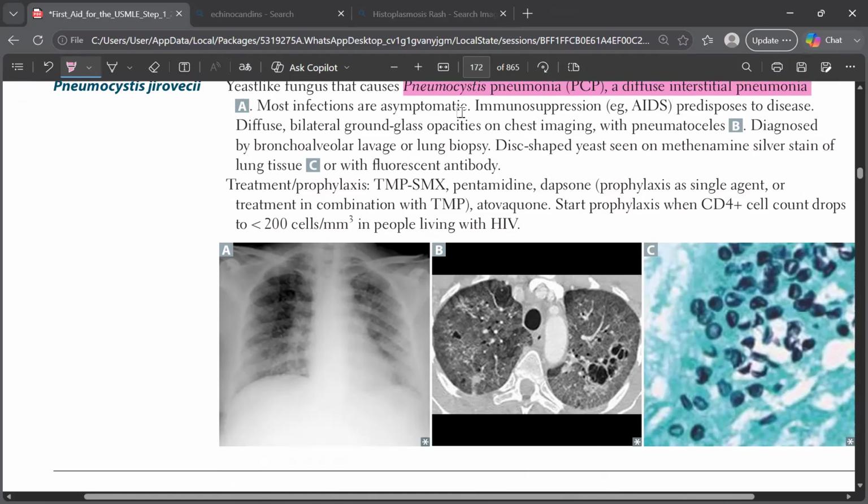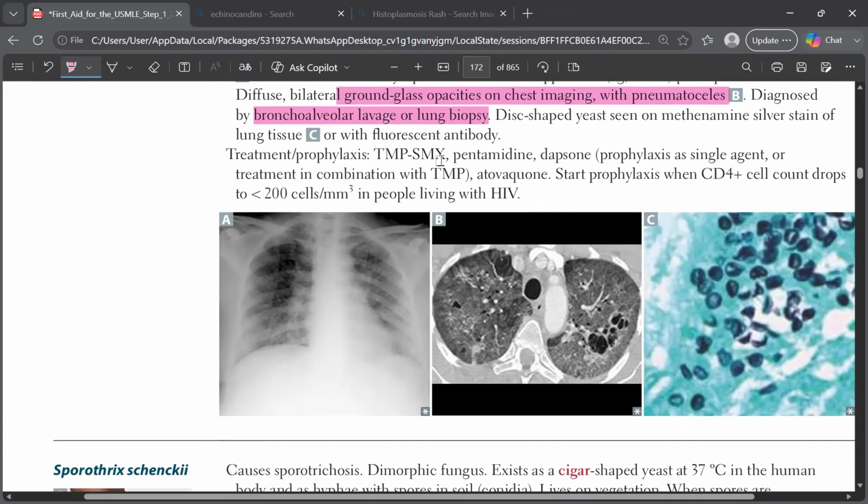Most infections are asymptomatic. Immunosuppression, for example AIDS, predisposes to disease, with diffuse bilateral ground glass opacities on chest imaging with pneumatoceles. These are the pneumatoceles, which are cysts in the lung. And ground glass opacities, as I said, are the most you're going to find on the chest X-ray. Diagnosed by bronchoalveolar lavage or lung biopsy. Disc-shaped yeast seen on methenamine silver stain of lung tissue or with fluorescent antibody.